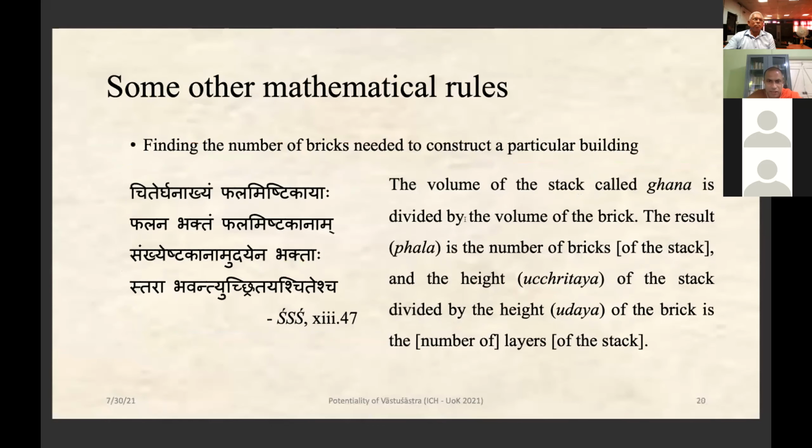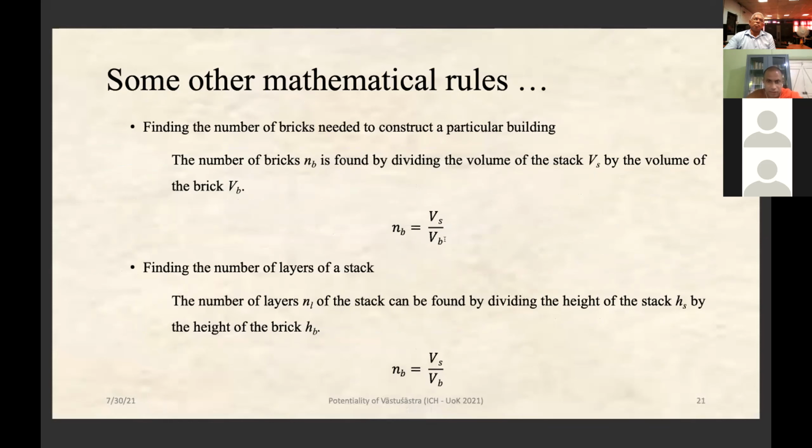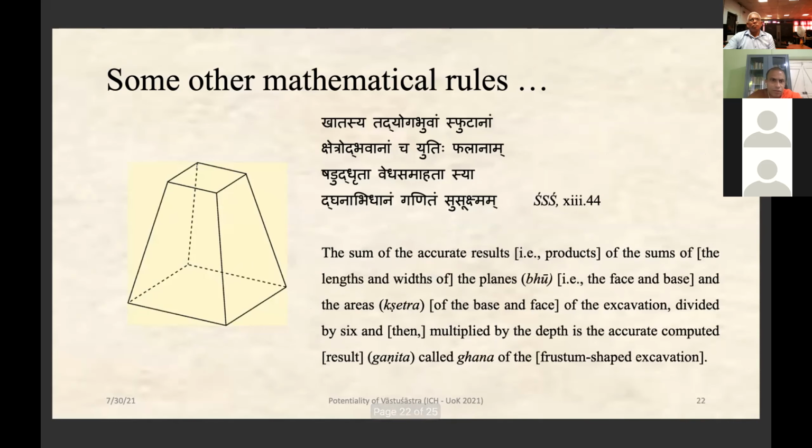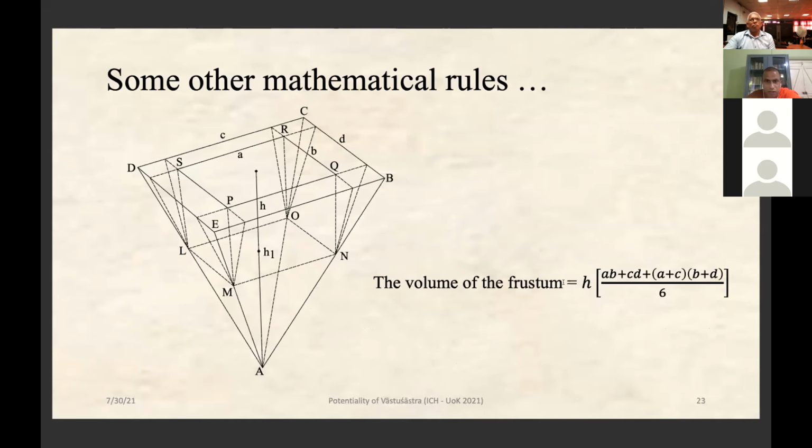There are also some other rules related to constructions in mathematical texts. This one is for finding the number of bricks needed to construct a particular building. If we know the volume of the stack, the volume of the wall, and the volume of the brick, we can easily find out how many bricks are needed to build that wall. They also give formulas for finding the number of layers of a stack, and we can apply the same kind of formula to other constructions. To find the volume, they give this formula in the mathematical text.